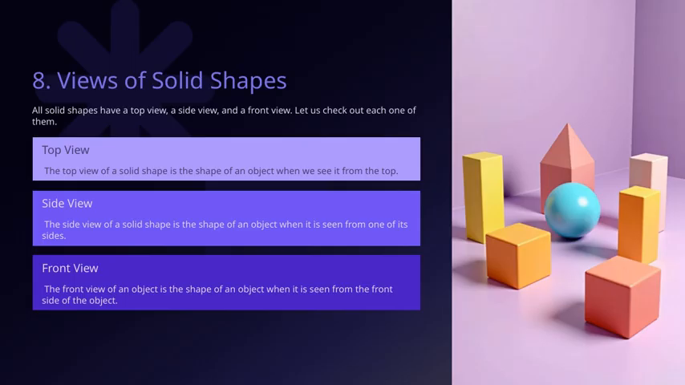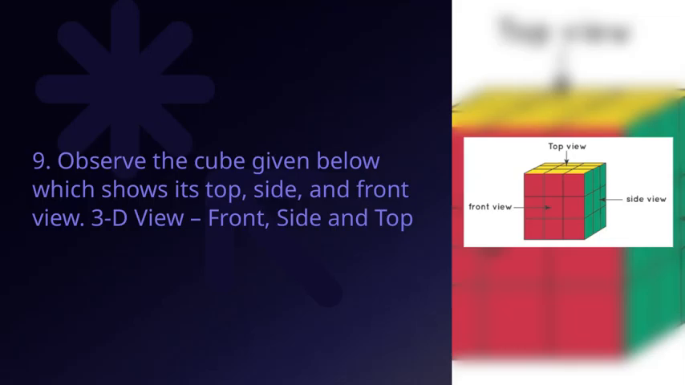By examining all three views, we get a complete picture of the solid shape, which makes it easier to visualize and work within real-world applications. Remember, these views are essential tools that connect the three-dimensional object to two-dimensional drawings, helping us communicate clearly about complex shapes. Let's take a closer look at the cube shown here.